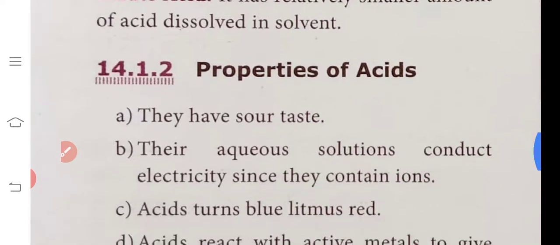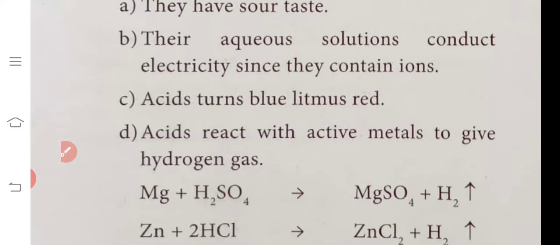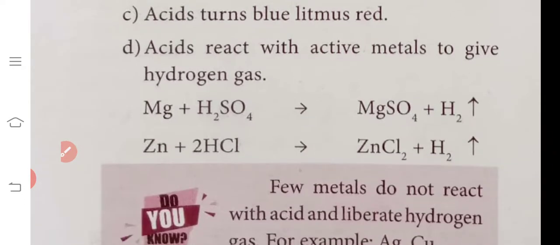The next one, properties of acids. First one, they are in solid state. The aqueous solution conducts electricity because it contains ions. The acid itself does not conduct electricity. Only the aqueous solution of acids conducts electricity. Acid turns blue litmus paper to red. Acid reacts with active metals to give hydrogen gas.